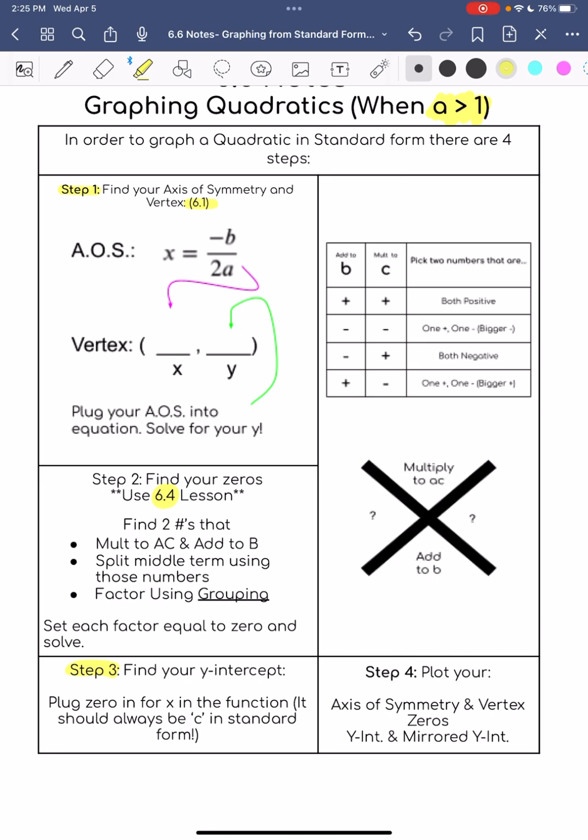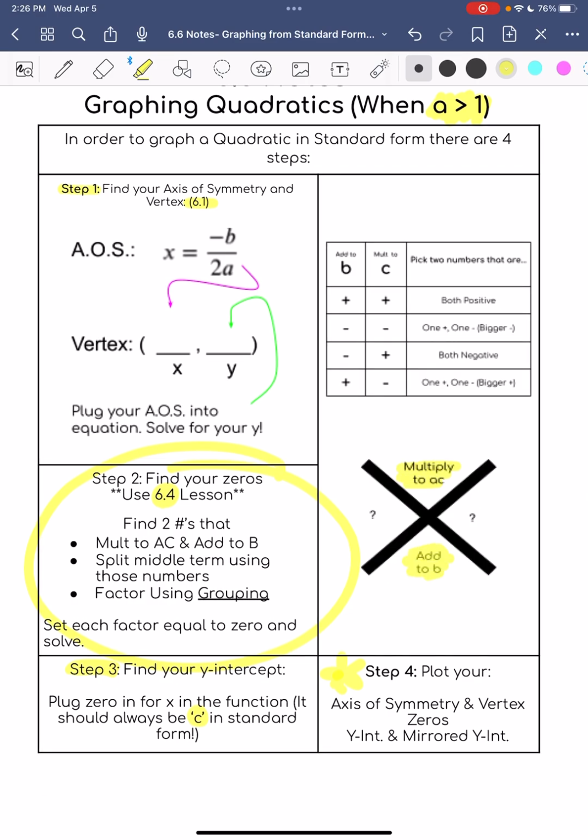Step 3 is the exact same as it was in 6.5. That's finding our y-intercept, plug in 0 for x. It's always going to end up being our c value. We are still going to plot the exact same way. The only thing that's different is how we find our zeros, which is how we factor. We need to use the method of factoring where we use our magic x, find two numbers that multiply to AC and add to b, then we use those numbers to split up our middle term, and then we factor using grouping, and then we still set them equal to 0 and solve to find our zeros. That's the only thing that's different today.